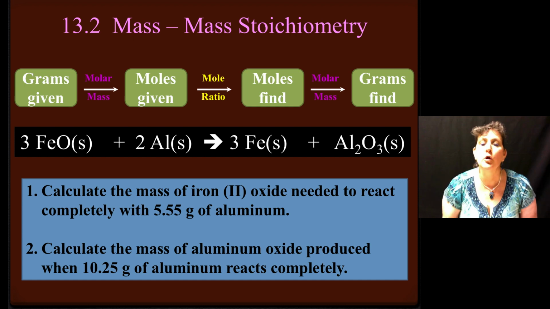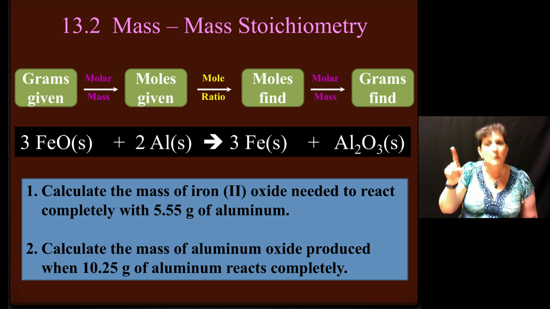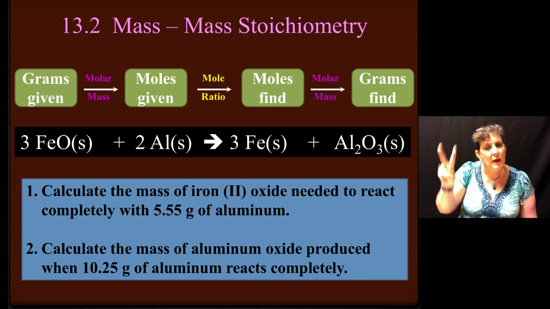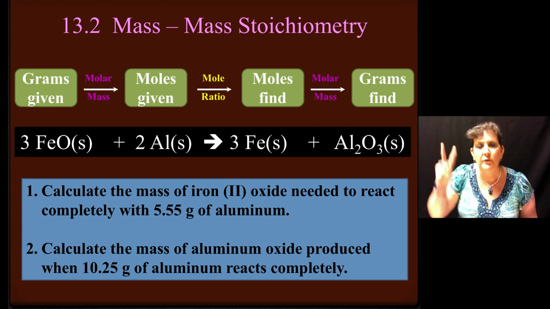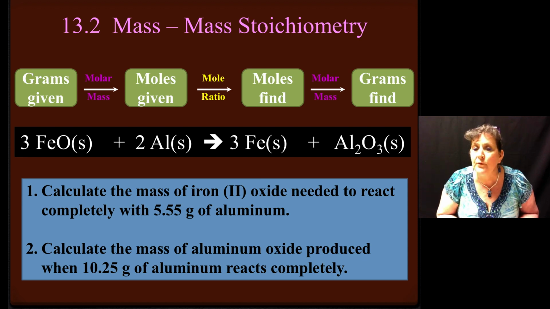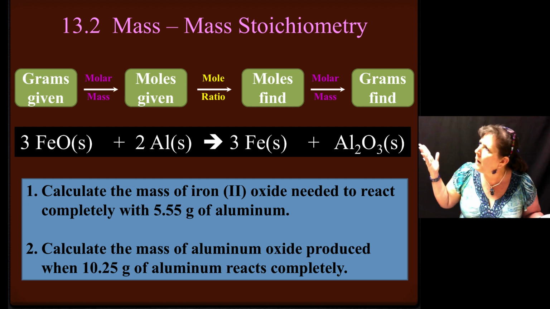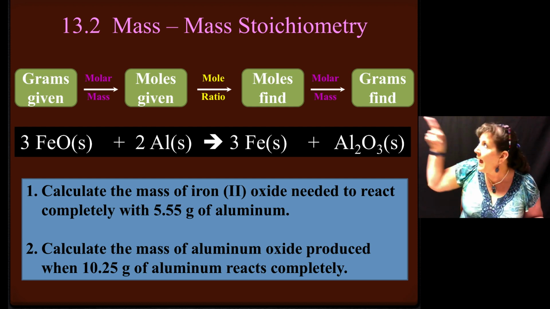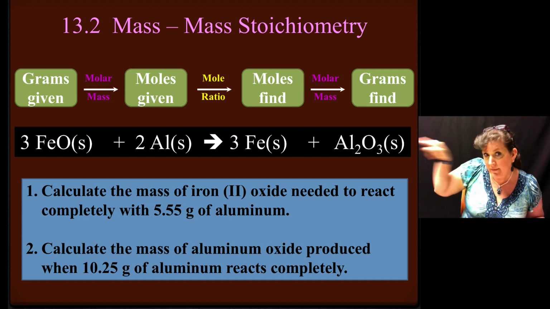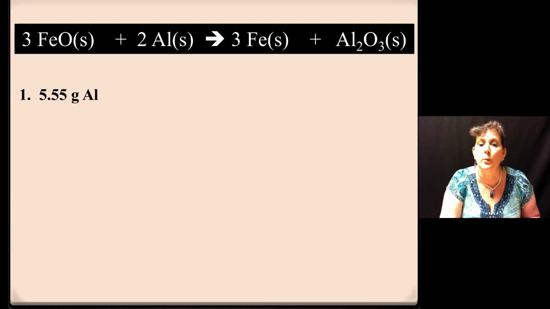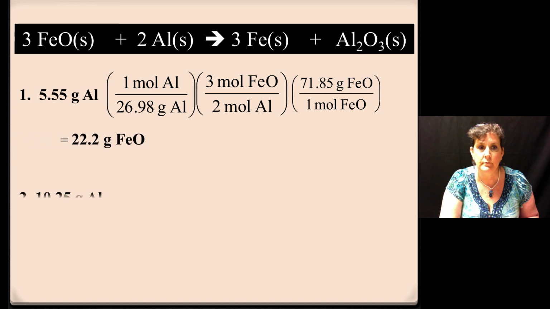Calculate the mass of aluminum oxide. That's a chemical. Produced when 10.25 grams of aluminum. That's a chemical. 2 chemicals. Reacts completely. We got 2 chemicals in a balanced reaction. We're trying to find grams of aluminum oxide. Which chemical is aluminum oxide? Well, it has to be the one with aluminum and oxygen. So Al2O3 right there. So we're finding grams of Al2O3. It's what we're going to find, but we're starting with 10.25 grams of aluminum. Here we go, number 2.